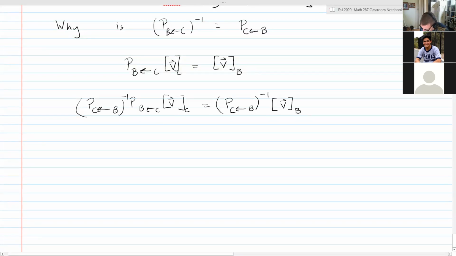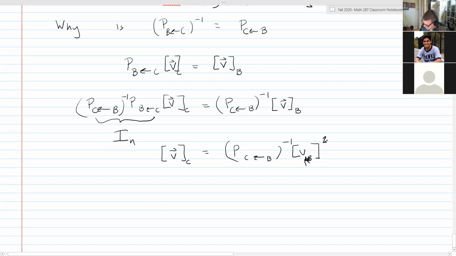it seems to make sense that this thing right here is the identity, because it's just a matrix multiplied by its own inverse. And what we get, the identity, is that V in C is equal to now this P from B into C, inverse, VB.